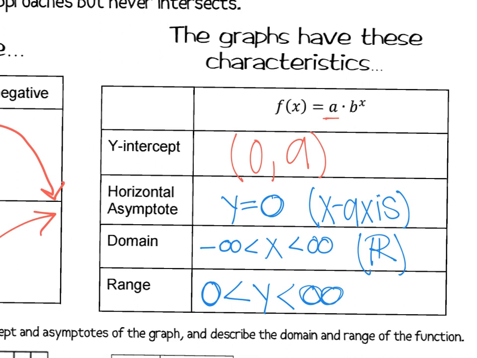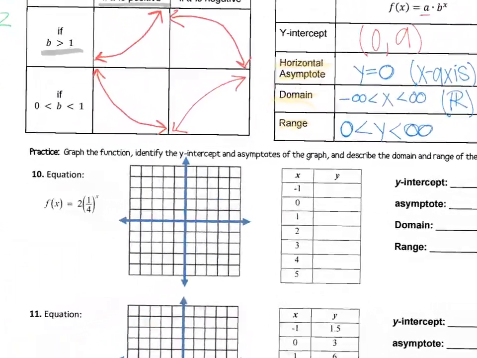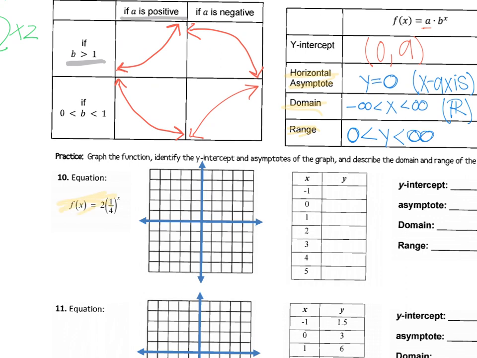And again, these, horizontal asymptote, domain, range, are going to be the same for all. So let's try an example. So it gives us our equation right here. And it wants us to graph the function, identify the y-intercept and asymptotes of the graph, and describe the domain and range of the function.